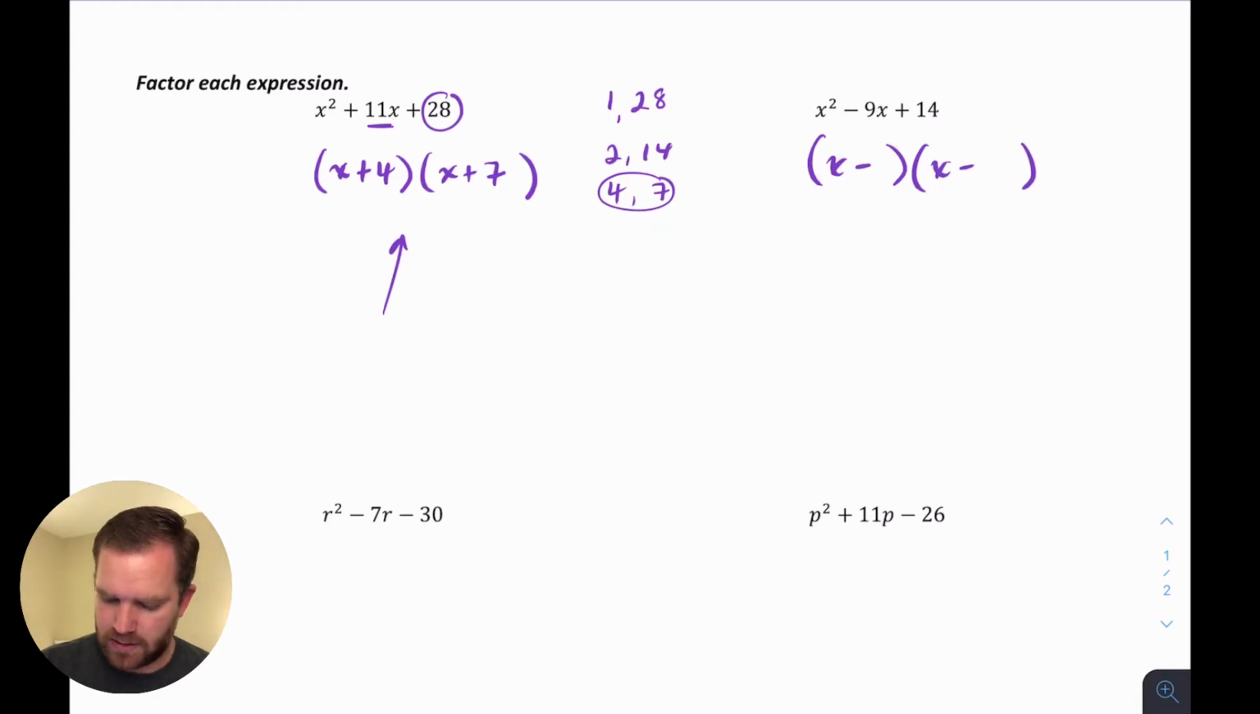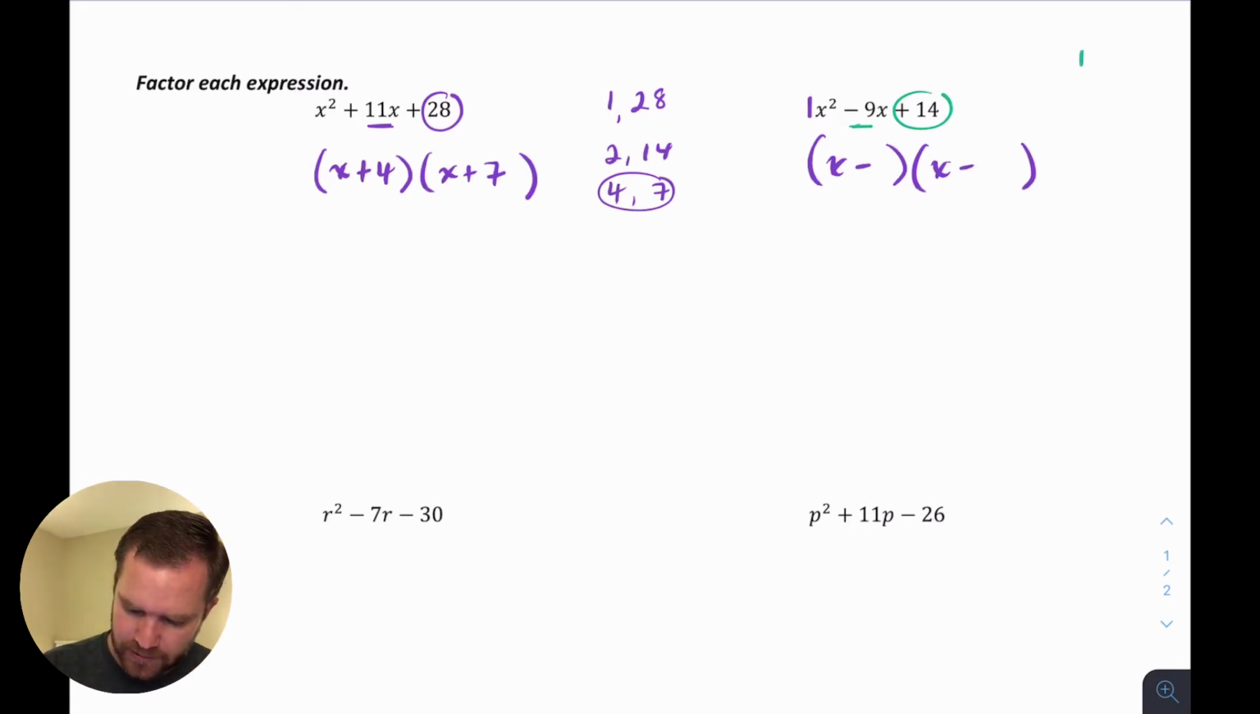So let's go ahead and take a look at this one. Again, looking at the leading coefficient, it's 1. Looking at the back sign, it is positive. So then you look at the middle sign, since it's negative. Well, the positive back sign means that we're going to have the same sign. And then since the middle sign is negative, it's going to be 2 minuses. So what are two numbers that multiply to 14 but add to -9?